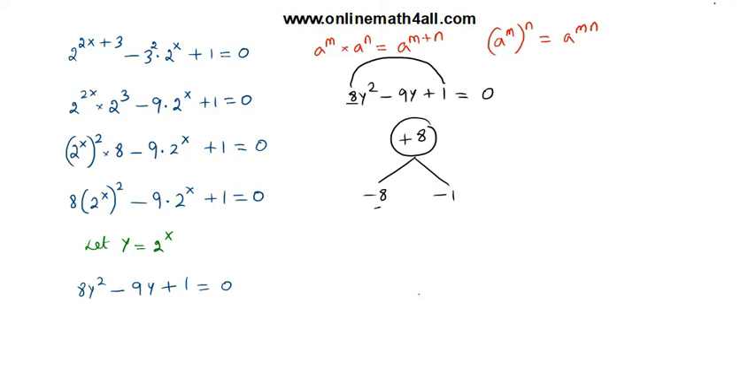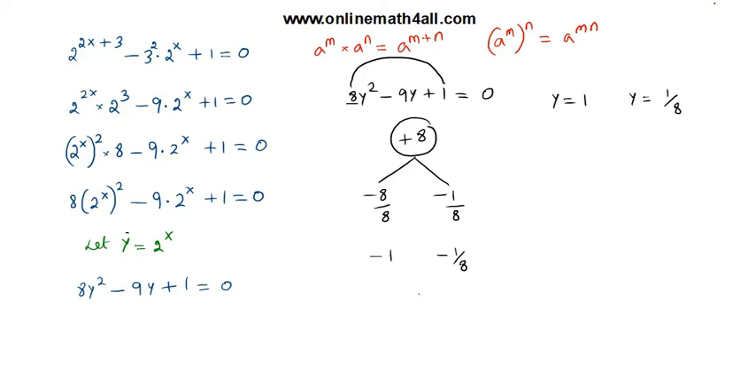Since the coefficient of y² is 8, we have to divide both the factors by that 8. Okay, so −8 by 8 will become −1, and −1 by 8 cannot be simplified anymore, it has to be kept as is. Now we got two factors, −1 and −1 by 8. To get the two values of y, I need to change the sign of these two factors. If I change the sign of the first factor −1, it will become 1, that is the first value of y, and if I change the sign of the second factor −1 by 8, it will become +1 by 8, so that is the second value of y.